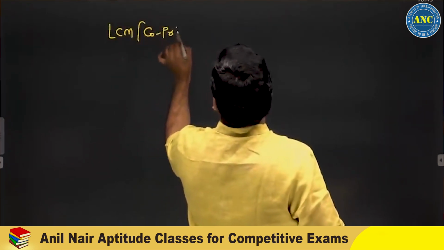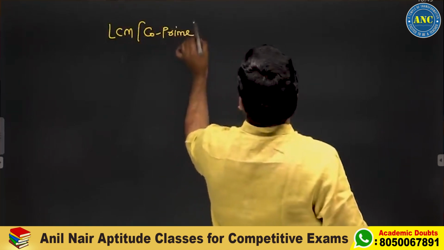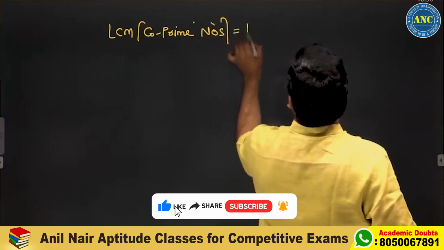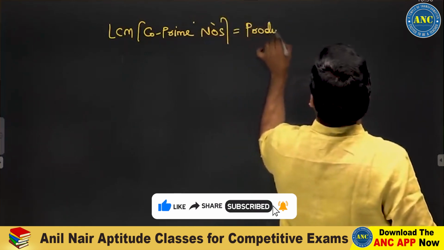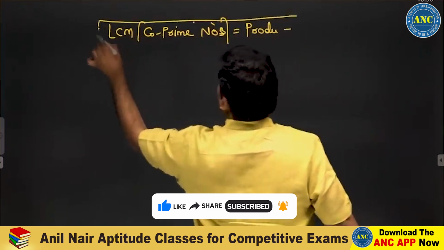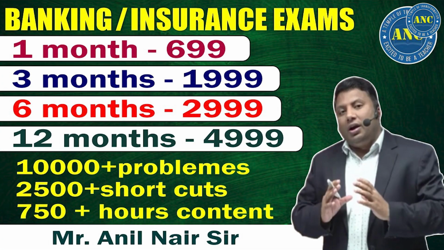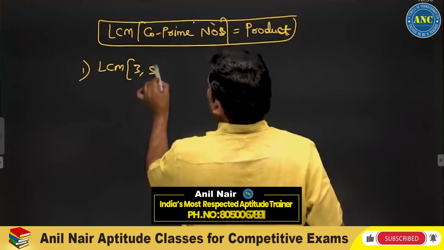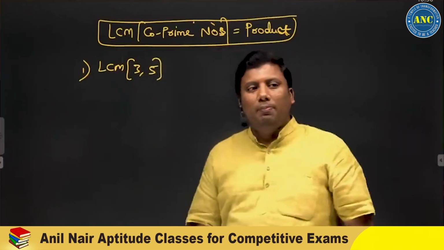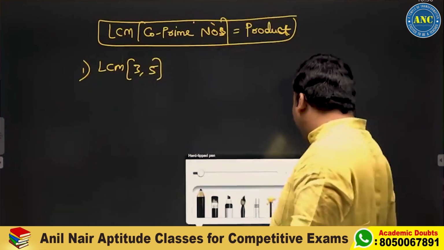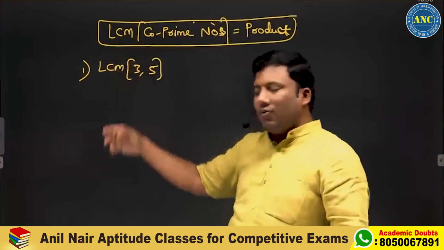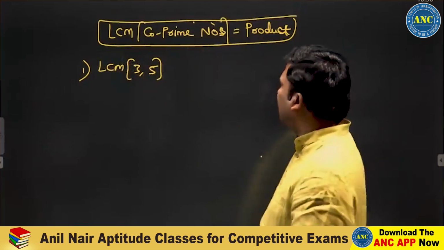LCM of co-prime numbers is always their product. I hope it is clear why it should be the product. See here, this example will give clarity. LCM of 3, 5. Listen carefully, sir. You don't need to mug it up. Once you understand method number 1 or 2, you will automatically say the answer is the product.